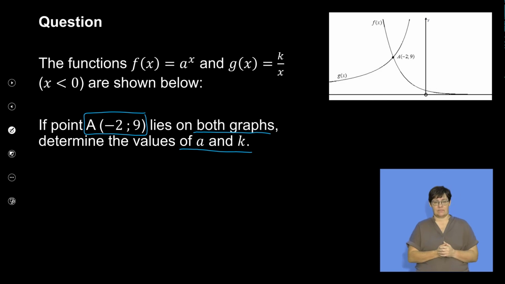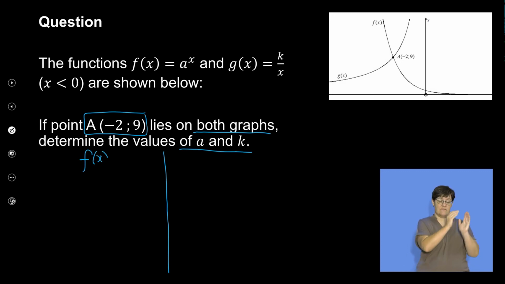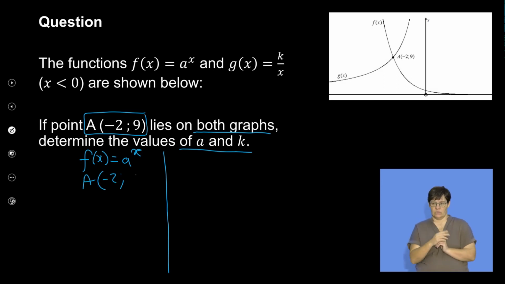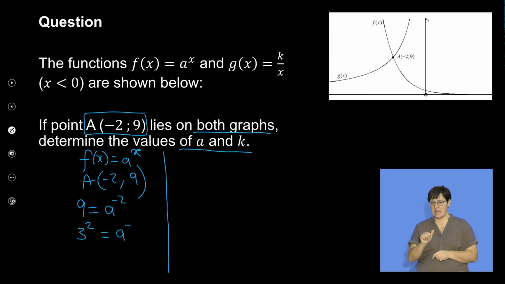So we start with the graph of f. Firstly, it said f of x is equal to a to the x. We know that A lies on this curve. So A is minus 2 and 9. My x value will be minus 2 and my y value will be 9. So 9 equals a to the exponent of minus 2. If I want to simplify this, it will be the same as 3 squared is equal to a to the exponent of minus 2.